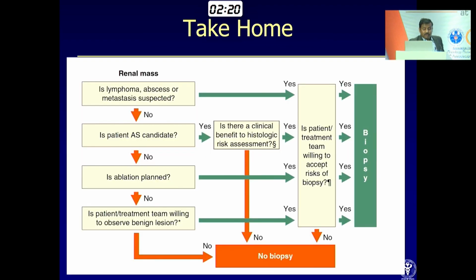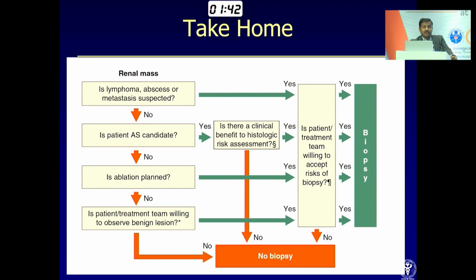So finally, the take home, coming back to the same thing: when there is a renal mass, if your suspicion is lymphoma, renal abscess or metastasis, then there is an indication for renal biopsy. If there is no suspicion of lymphoma, abscess or metastasis, then the question to be asked is whether this is a potential candidate for active surveillance. If the answer is yes, then the next question is, are you going to decide your management plan on the basis of the renal mass biopsy risk stratification?